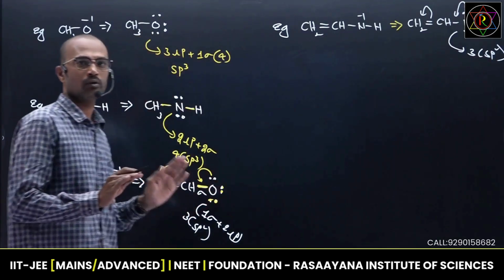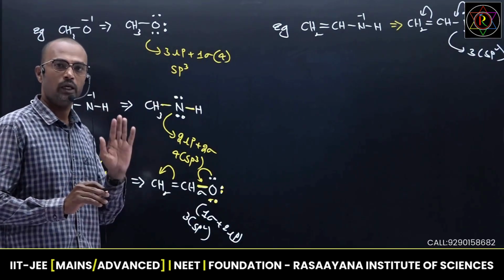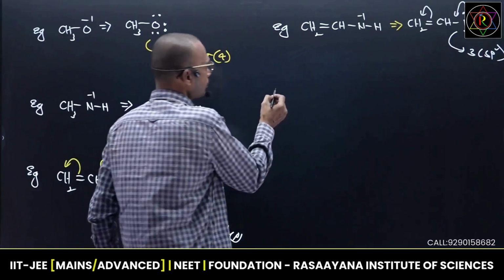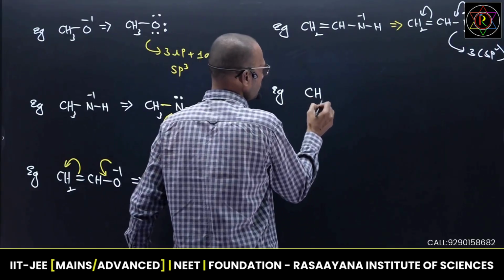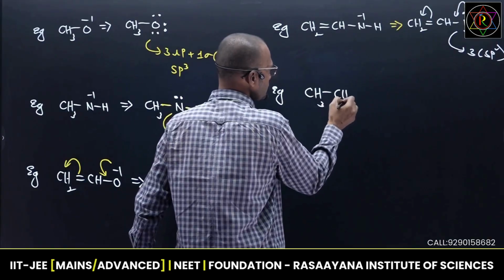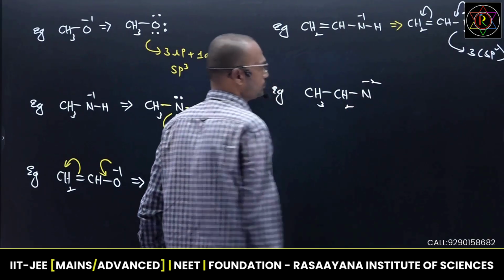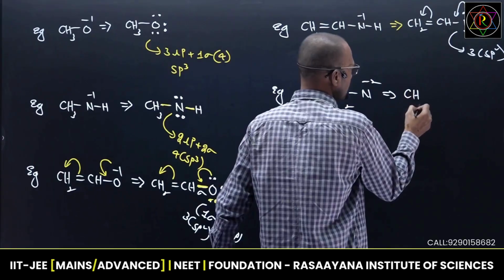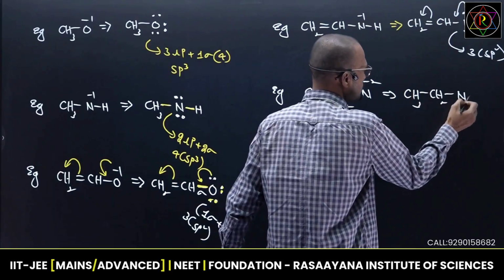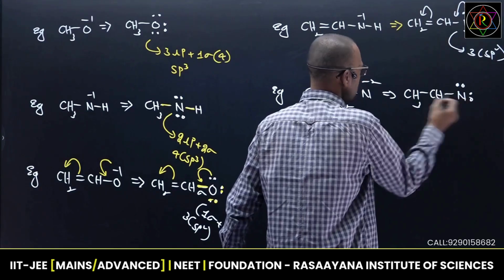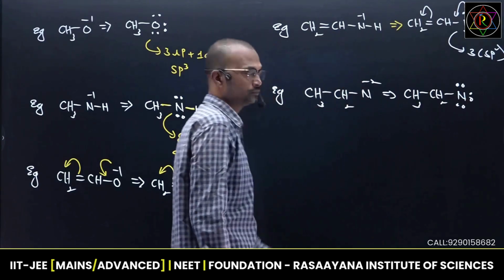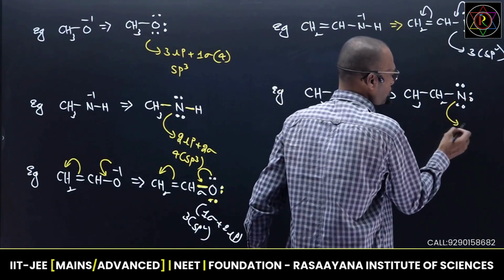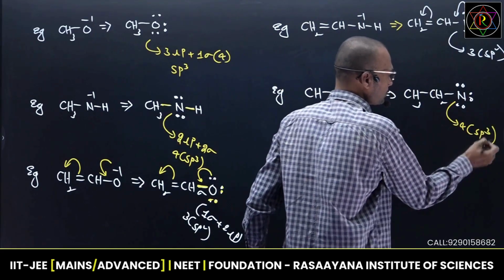Everywhere same concept. When negative charge is present on any element, if it is involved in delocalization, one extra lone pair. Okay, so CH3, CH2, and here nitrogen carry -2. Then what is the hybridization of that nitrogen? You can write like this: CH3, CH2, nitrogen carry extra 2 lone pairs. Already nitrogen having 1 lone pair. -2 nothing but 2 extra lone pairs. Now 1, 2, 3, 4. So 4. 4 means hybridization is sp3.